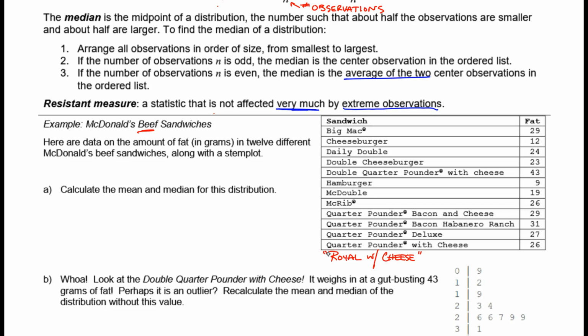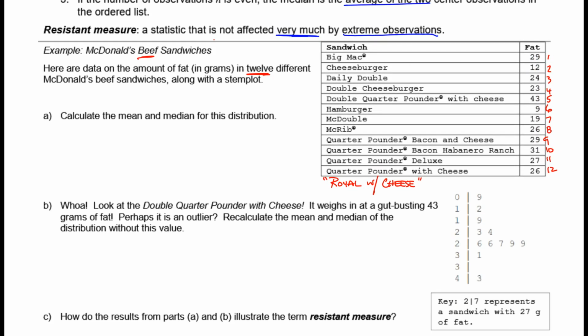Well, I have some helpful information for us here. First of all, I have the list, and let's just see. We've got 1, 2, 3, 4, 5, 6, 7, 8, 9, 10, 11, 12 different sandwiches in this distribution. In fact, if I had read a little more carefully, I would have noticed it says that right in the problem. This list is not in order, though, but my stem plot is in order, so it's going to be real easy for me to find the median here.